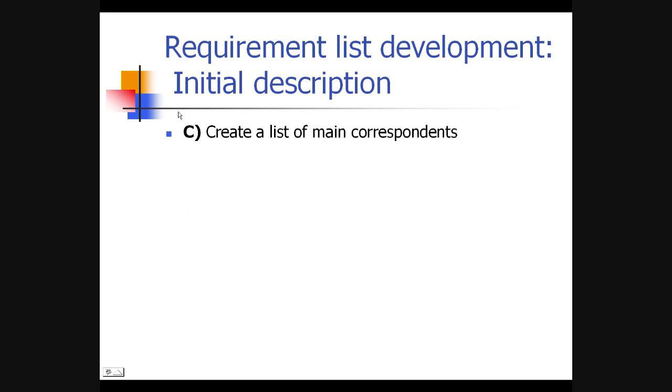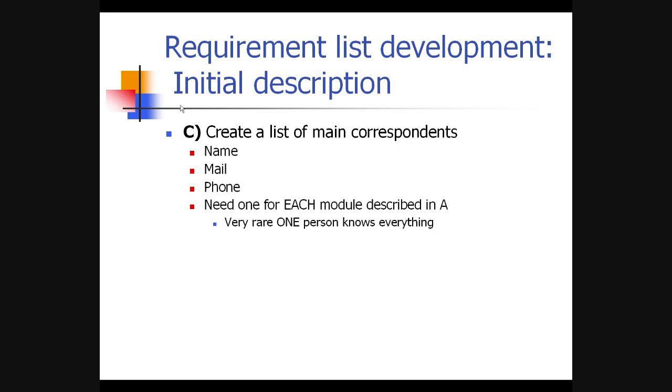The next step is to create a list of main correspondents. That list has to have the name, the email address, and the phone number for each of them. You need one correspondent for each module described in the first part of your description, the general function description. Who is in charge of billing? Who is in charge of salespeople? Who is in charge of prospection? Who is in charge of stock? And so on and so forth.